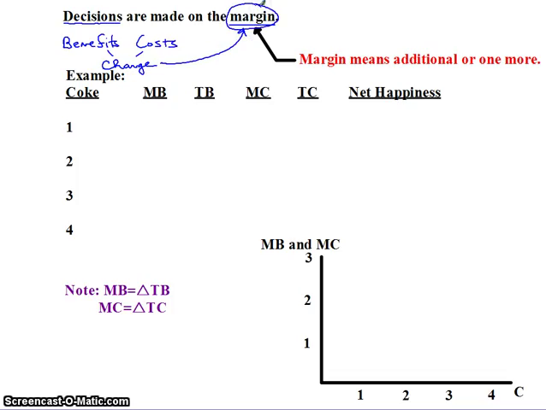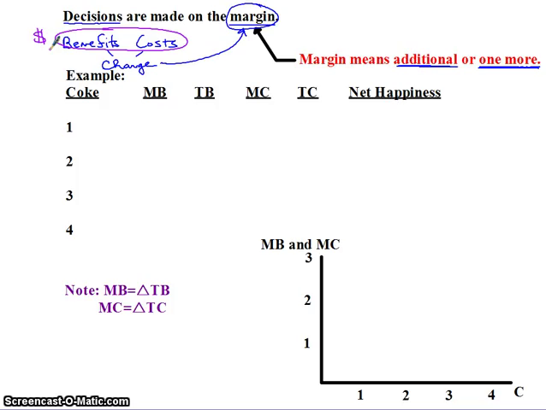So what is this idea margin? Well, in economics, margin means additional or one more, which will be clear when we do the example below. Margin means additional or one more. And as we go through this idea, we want to remember that as economists, we believe that these benefits and costs can always be measured in dollars. Dollars are going to be our measuring stick. We're going to measure everything in dollars.